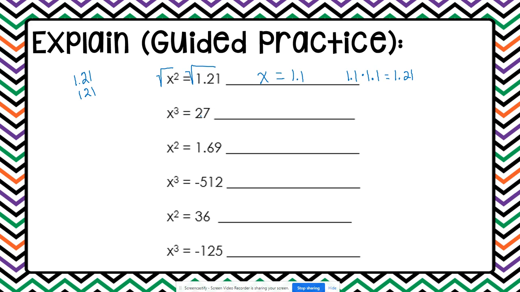For x cubed equals 27, to get x by itself, I would need to take the cube root of both sides. That would leave me with x equals, and then the cube root of 27 gives me 3.